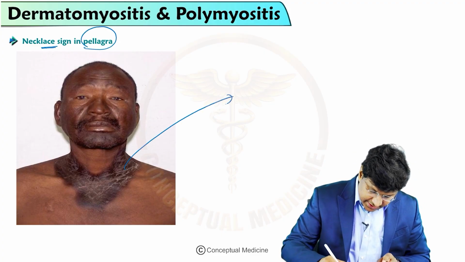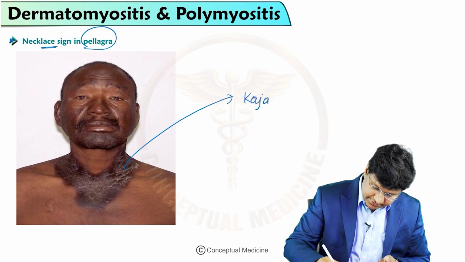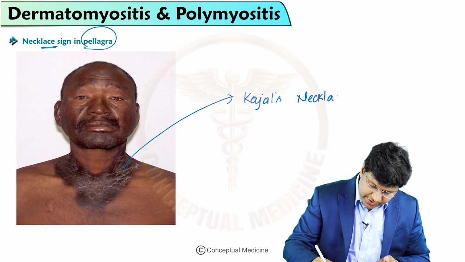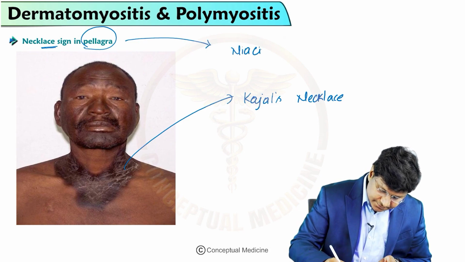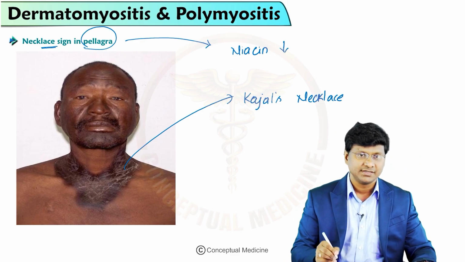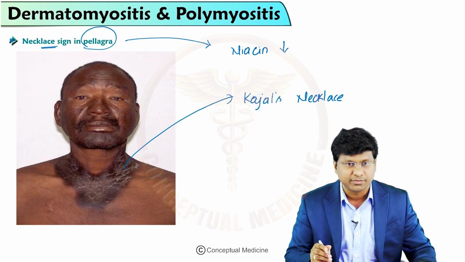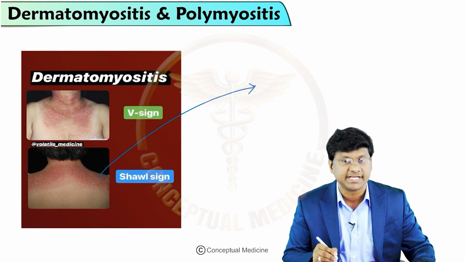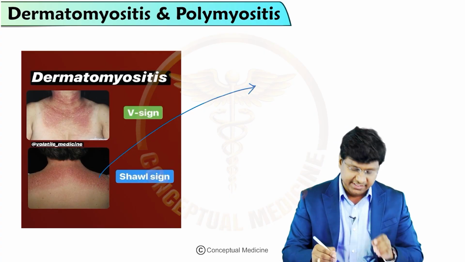And this is called Casal's necklace, right? So where do you see that? You will see that in case of niacin deficiency, right? You will come across this in niacin deficiency. That is the differential diagnosis of the V sign, what you come across in dermatomyositis. Then followed by that, we have what is called the shawl sign. Shawl sign, it is an erythematous rash over other body surfaces.